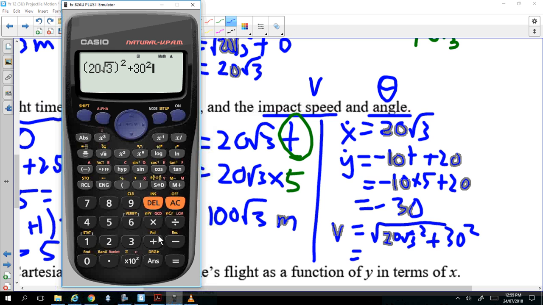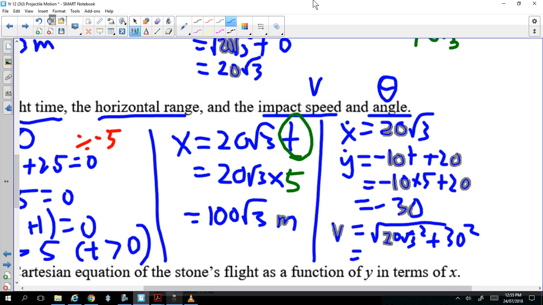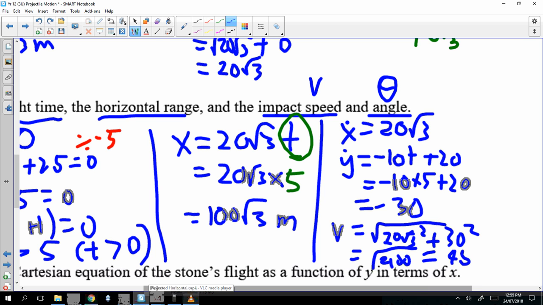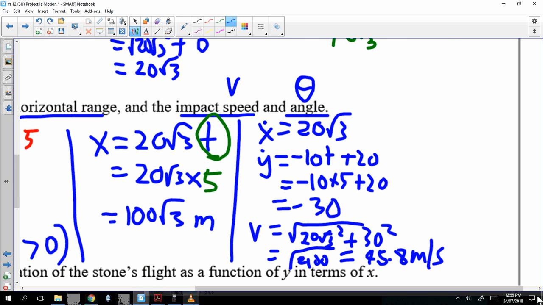And the angle can be found by using tan. So write tan theta. Maybe just take the positive y dot over x dot. And the y dot is 30 over x dot. X dot is 20√3. And then you just shift tan on it. So shift tan 30 divided by bracket 20√3. 40.8, 40.9, so about 41 degrees.